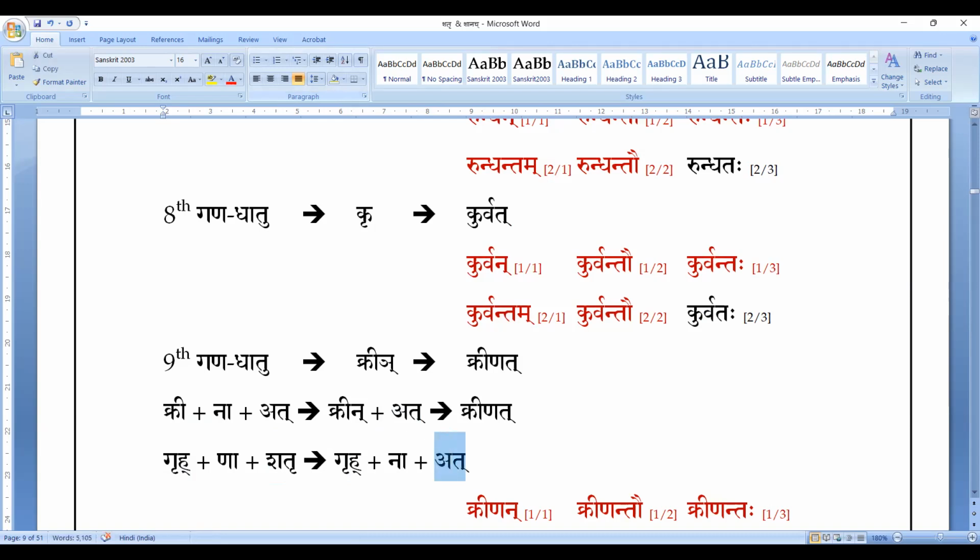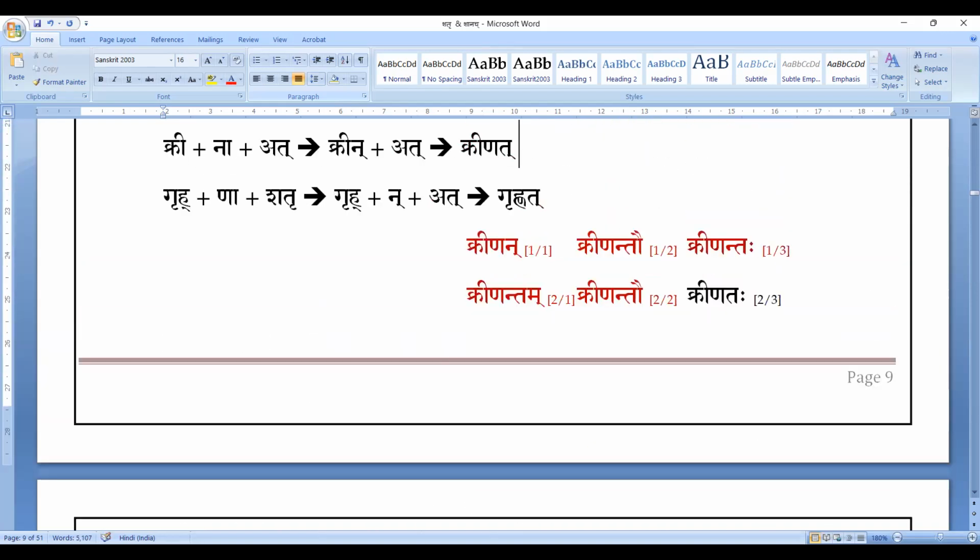When a Sarvadhatuka Pit pratyaya, that is nit, follows na, it becomes nitvat. I told you, the a of na will go away, only the nakara remains. Therefore you will have grin, na, tha. So grinnan. This also comes in, no? Grinnan, grinnanto, grinnantaha, grinnantam, grinnanto, grinnataha iti rupani. Okay, so like grinnan, it's only this.